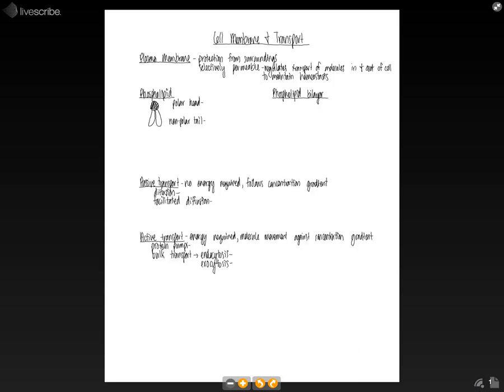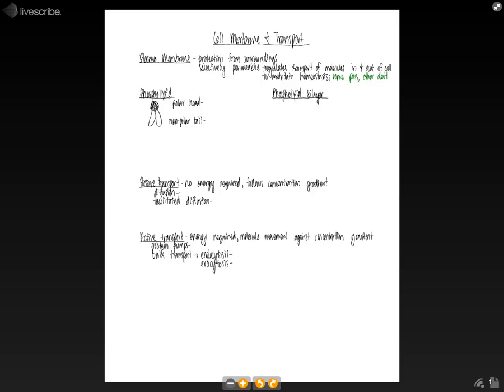This lesson is going to be about the cell membrane and transport across the cell membrane. So the plasma membrane functions to protect the cell from its surroundings, and it does this because it is selectively permeable, which means that it can regulate the transport of molecules in and out of the cell in order to maintain homeostasis. So basically, it can control the passage of things, so some things will pass, others won't, is what it comes down to. And it will control that.